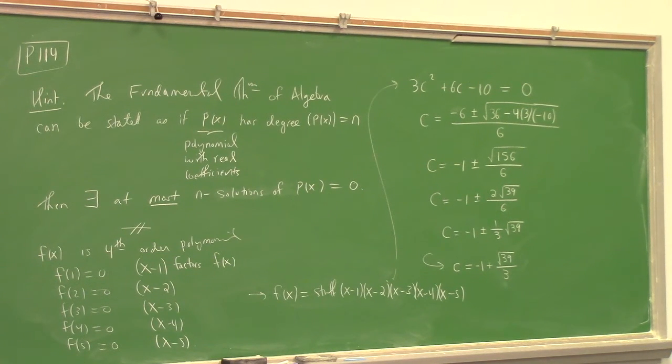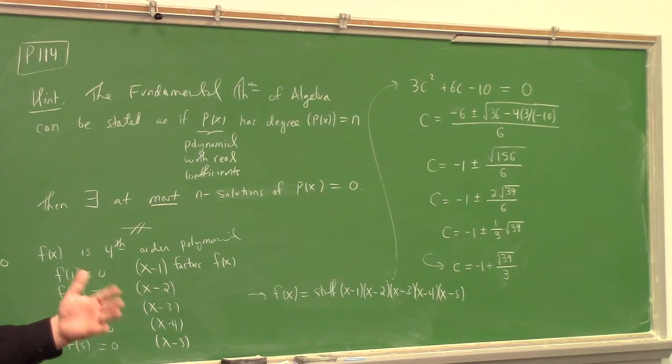Like if we had n equals 4. You have at most 4 zeros for f. And if you differentiate a fourth order polynomial, what do you get? You get a third order polynomial. So you have at most 3 critical points in this case, 3 critical numbers. And what happens when you take the second derivative of a fourth order polynomial? You get a quadratic.